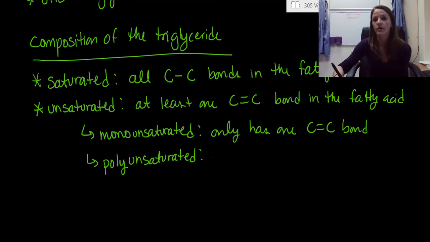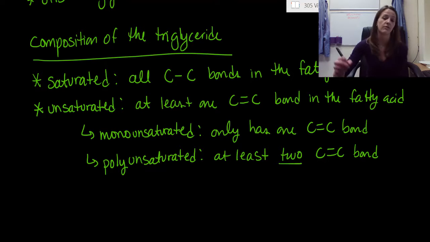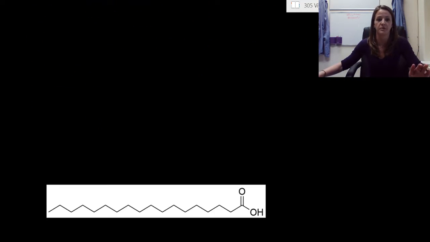Poly, meaning more than one, and unsaturated, so you have the double bond. In this one, you have at least 2 carbon-carbon double bonds. At least 2. You can have 3, 4, 5, but you have to have at least 2. All right, so now let's look at some examples of this, because that was a lot of terminology and that can get really mind-boggling. So let's pull up some pictures here.